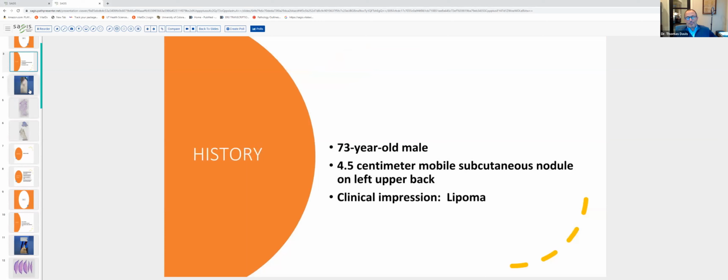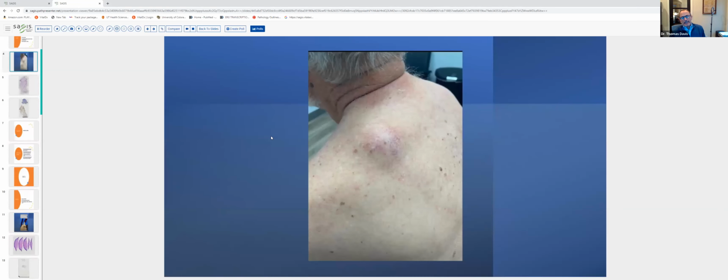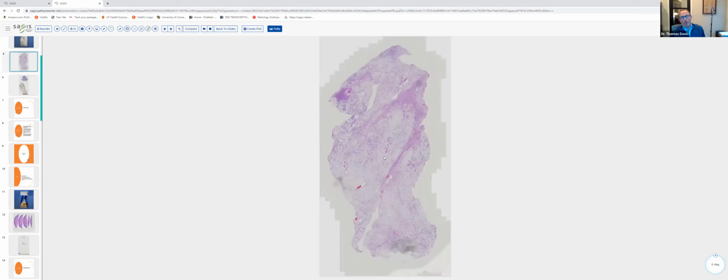You were given the clinical history that the patient was a 73-year-old male. He had a long-standing, fairly large 4.5 centimeter mobile subcutaneous nodule on the left upper back, and the clinical impression was that of a lipoma. And in this clinical image taken from the EMR, you can see this sizable deep dermal subcutaneous nodule on the left shoulder of this obviously older individual. And an incisional biopsy was performed, and one can see that we have a large, partially sampled neoplasm.